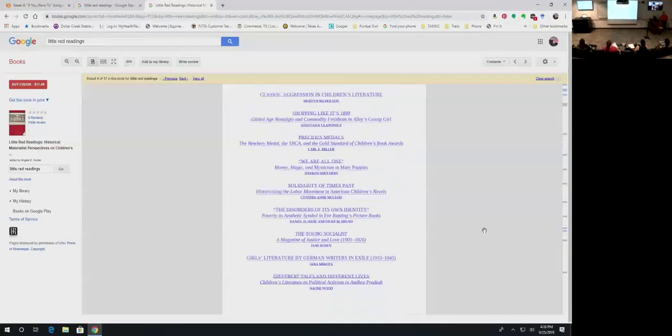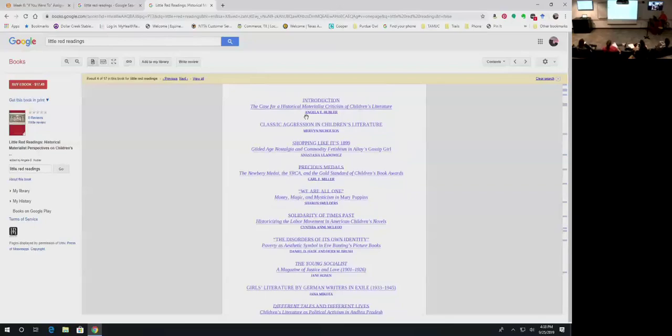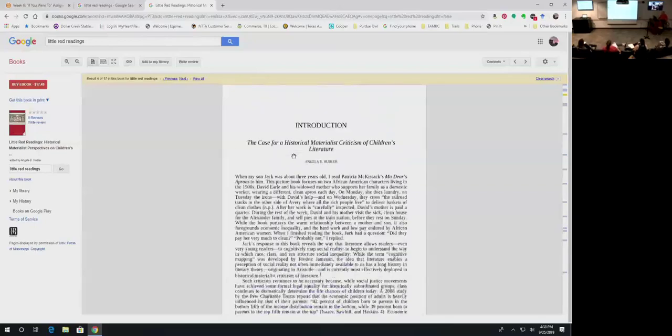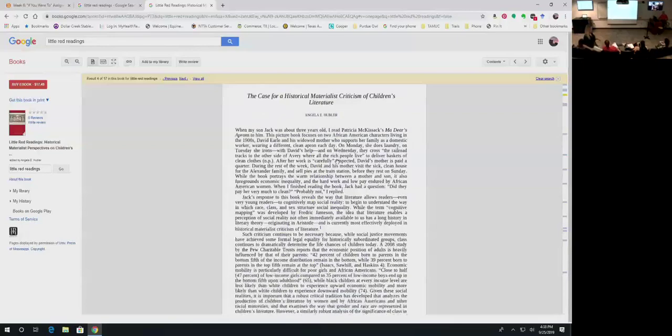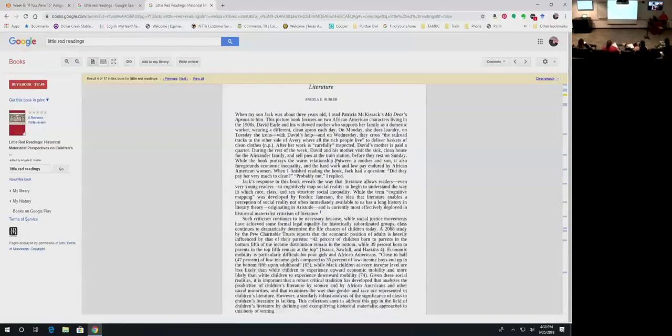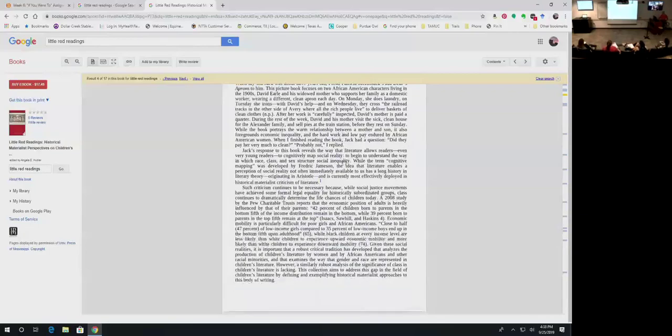So her introduction is the case for a historical materialist criticism of children's literature. She starts this off with a personal anecdote about her son, a picture book that focuses on two African-American characters living in the 1900s, and her son's response reveals the way literature allows readers, even very young readers, to cognitively map social reality, the way in which race, class, and sex structure social inequality.